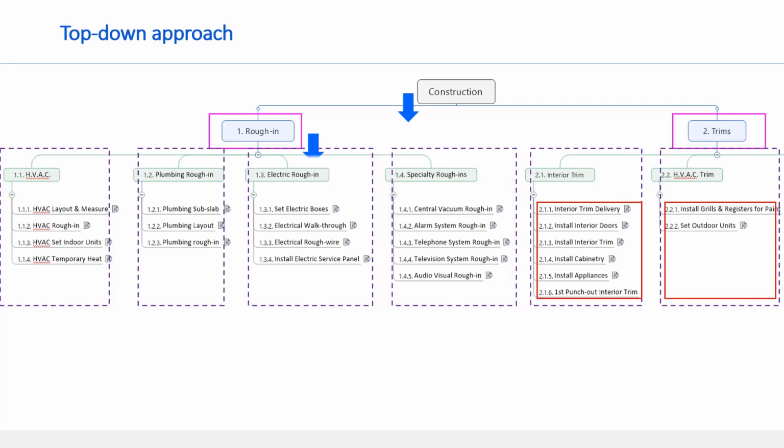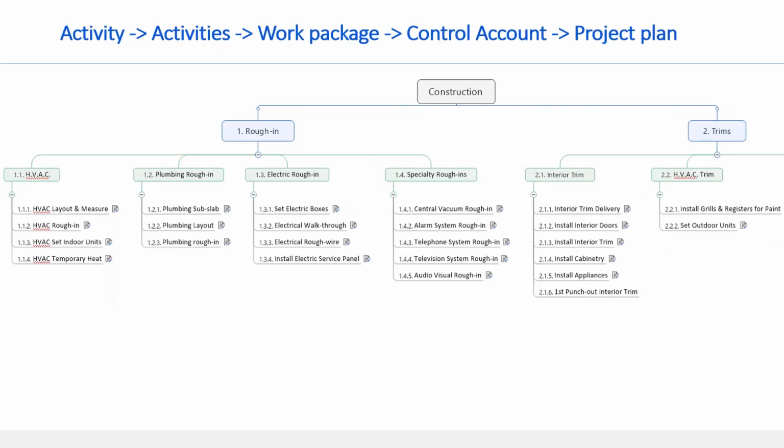As you observed here, the approach is from the top. At the top, it's the project, the big picture, that is divided into two major categories. Those two major categories are divided further into groups. Those groups are divided further into activity level, which are more manageable pieces. So this is called the top-down approach. Let's move further to understand a few more terms.